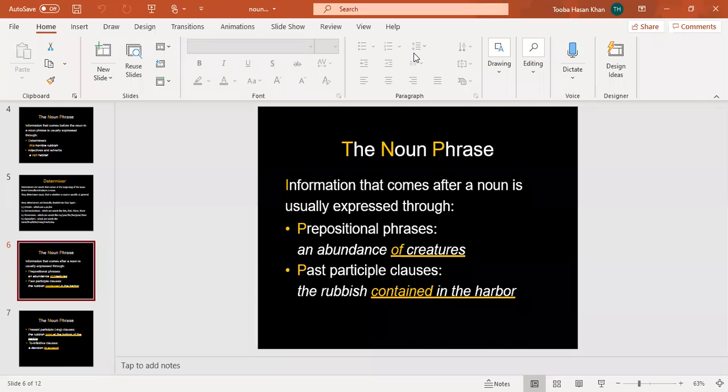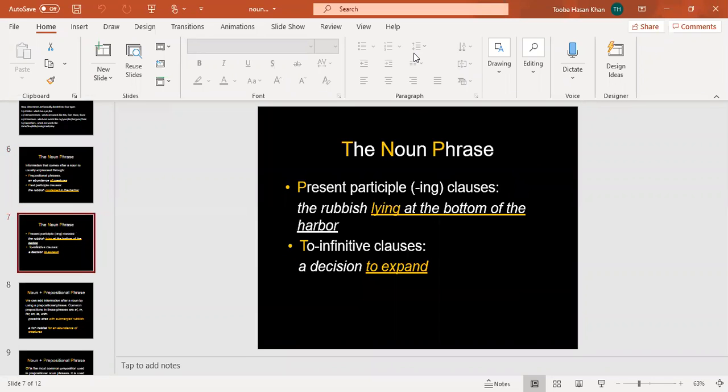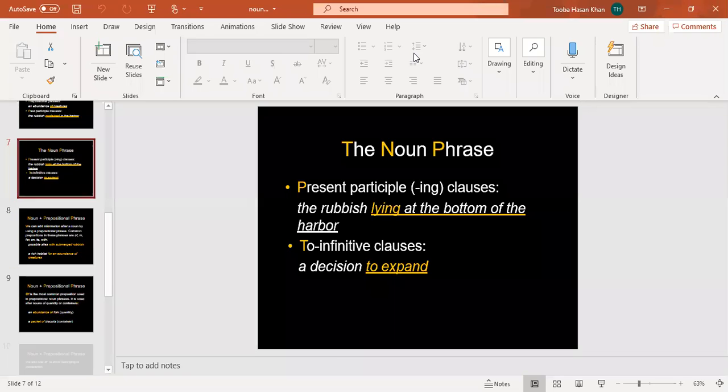Information that comes after a noun is usually expressed through prepositional phrases. Example, an abundance of creatures. Past participle clauses. The rubbish contained in the harbor. Rubbish is the trash. Contained in the harbor is the past participle clause. Or present participle clauses. The rubbish lying at the bottom of the harbor. Or infinitive clauses, a decision to expand. Decision is the noun, to expand is the infinitive clause.